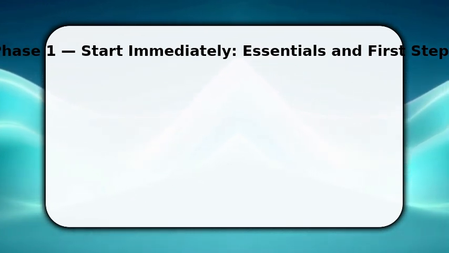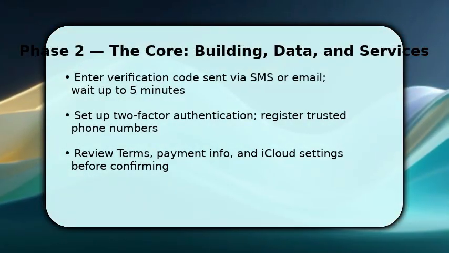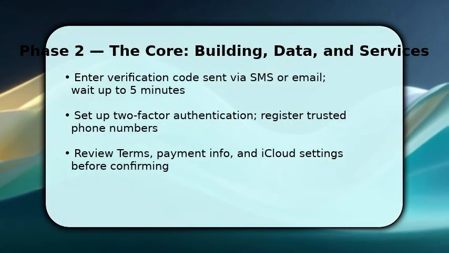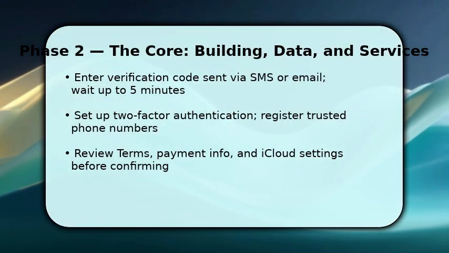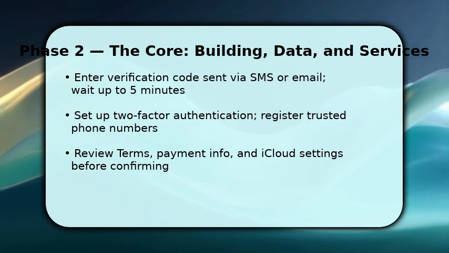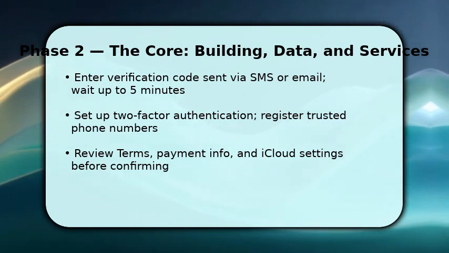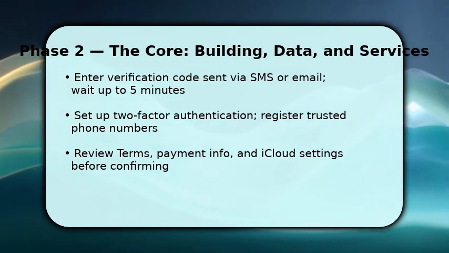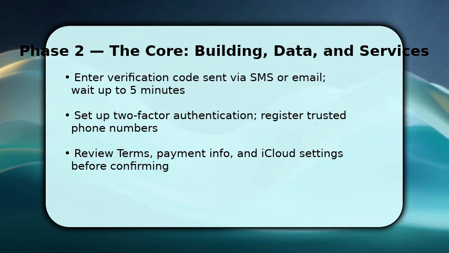You proceed by verifying contact methods and tightening security. This is the complex middle where most delays happen. After entering your email and password, Apple will send a code. Enter it promptly, and if it doesn't arrive, request a resend or check spam.